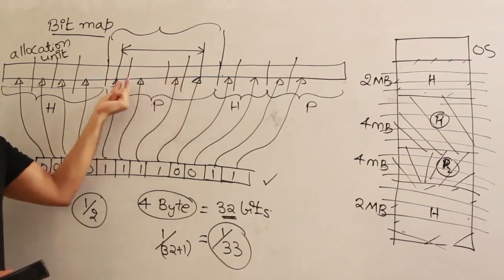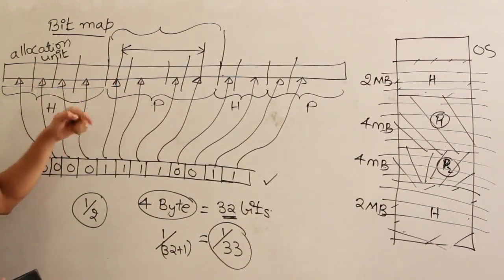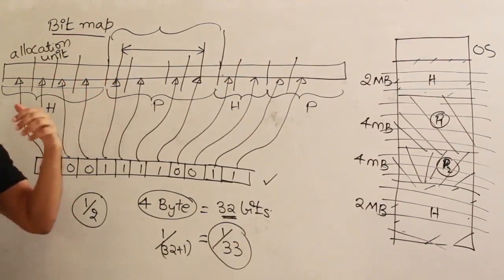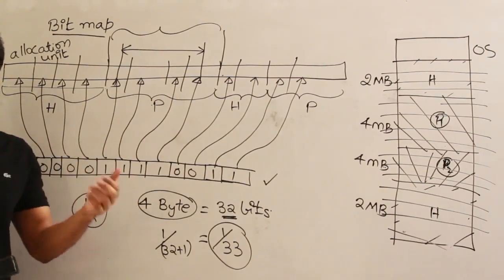And we are not able to represent that half of the first allocation unit is idle, because we are going to use a bit to either say it is occupied or not. We do not have any bits to say it is half occupied or fully occupied, right?